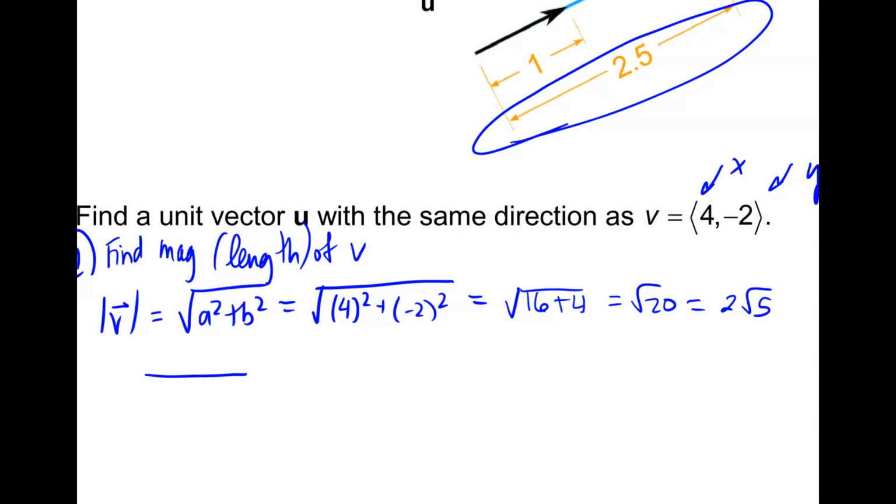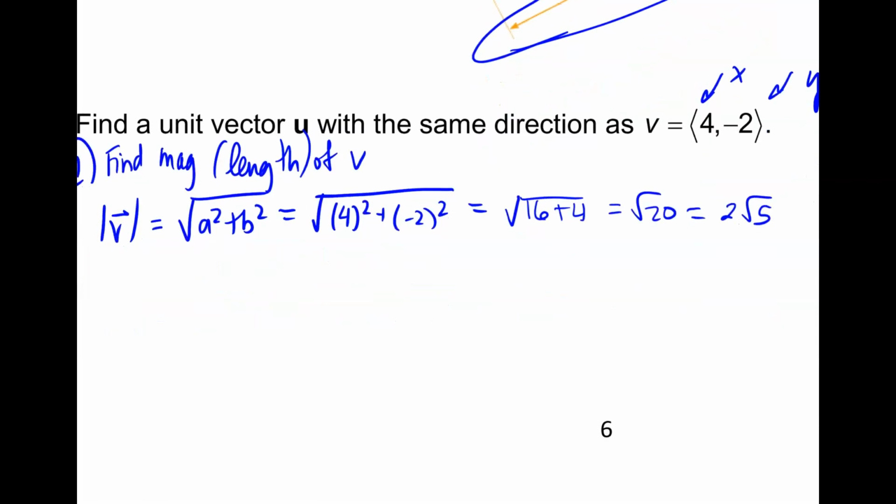Alright, so what that means is, it needs to be the same direction. Okay, so let's go ahead and draw a picture. So I know the length is 2 root 5. I know the x is 4, and I know the y is negative 2. Oh my god, this is not to scale at all. So 4, negative 2. And that means that my vector, the resultant, is 2 root 5. So remember, this is the length of my vector.